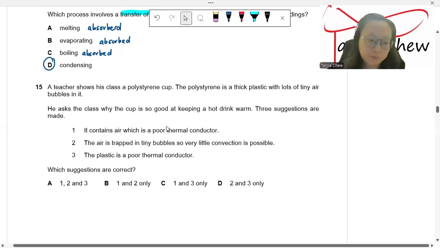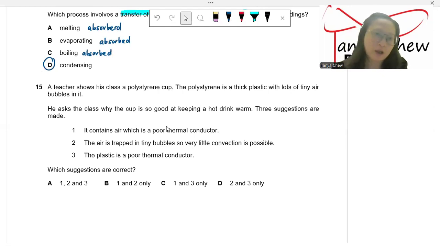Now, question number 17. A teacher shows his class a polystyrene cup. The polystyrene is a thick plastic with lots of tiny air bubbles in it. He asked the class why the cup is so good at keeping a hot drink warm. Three suggestions are made. Which suggestions are correct?